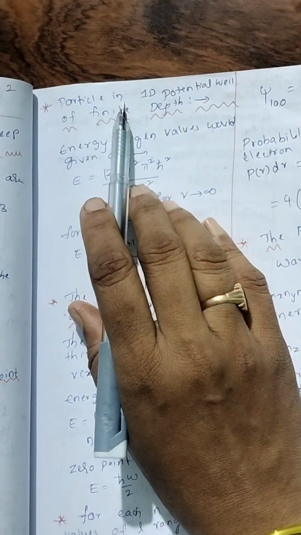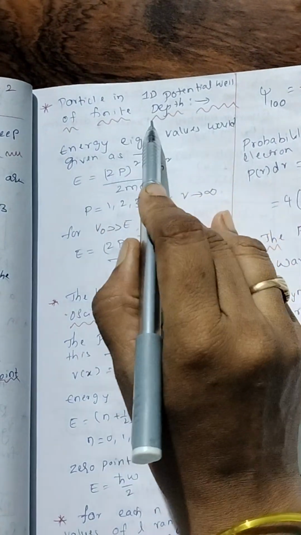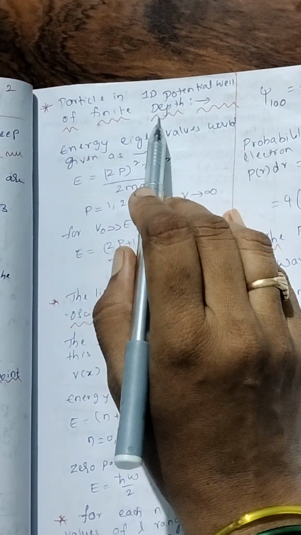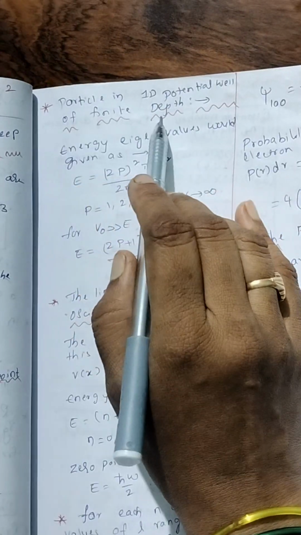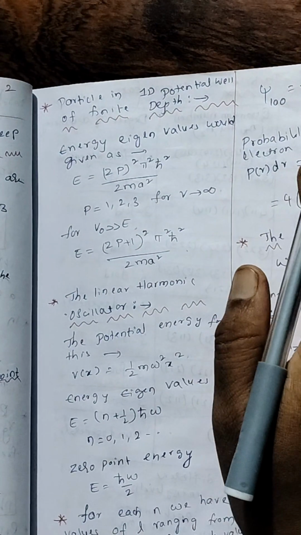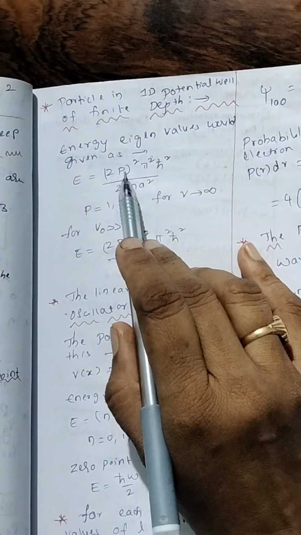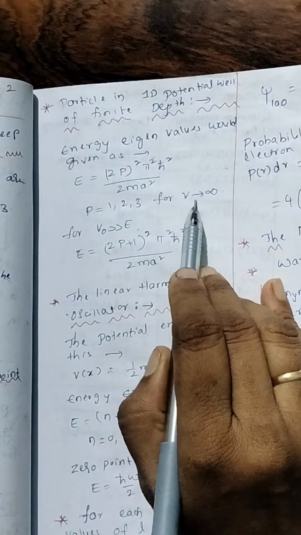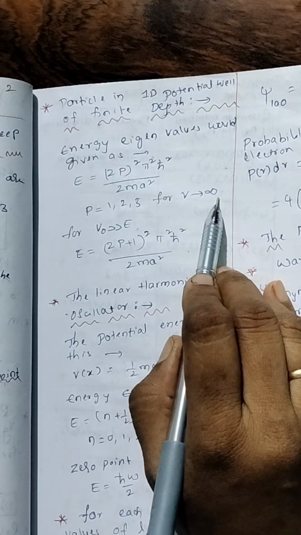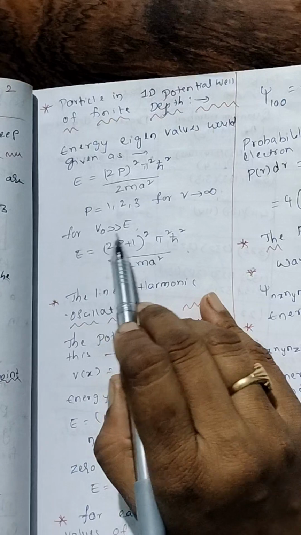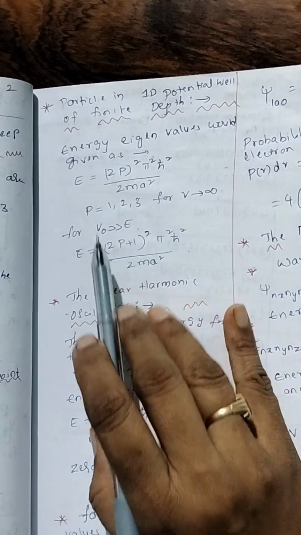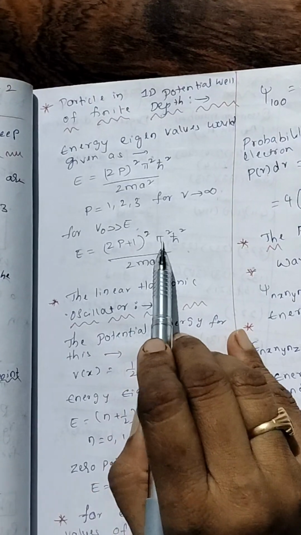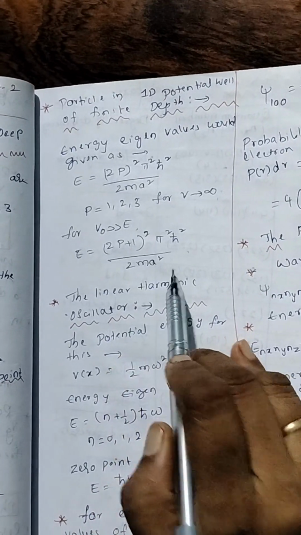Next, the particle in a one-dimensional potential well of finite depth. Before, we discussed the infinitely deep potential well. Now for the finite depth well, the energy eigenvalues are 2p square pi square h cut square by 2 m a square, with p values 1, 2, 3, 4. V tends to infinity, where V is the potential. If V0 is far greater than E, then E turns out to be 2p plus 1 whole square pi square h cut square by 2 m a square.